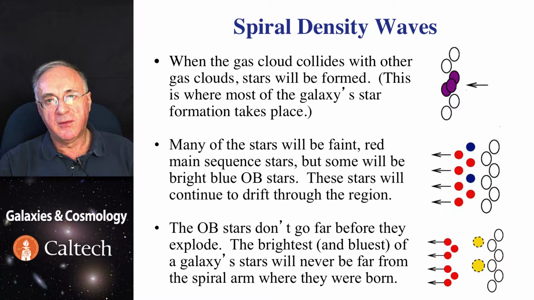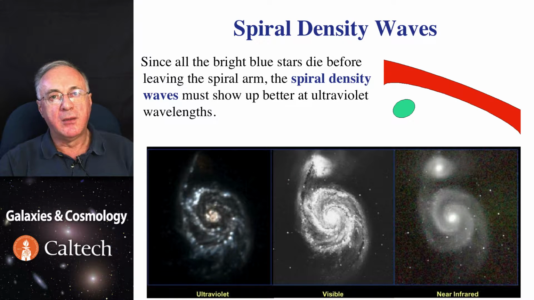So it's the shortest lived, most luminous stars, which haven't had a chance to drift away from the wave before they explode, that will delineate the pattern of the spiral density waves. When you look at the bluer wavelengths, which are more susceptible to the radiation from young, hot, luminous stars, you see very prominent spiral density patterns. If you go to the redder wavelengths, say near infrared, where the light is dominated by the older red giant stars, the spiral arms are still prominent, the density wave is still there, but not nearly as sharp as you would see in blue or ultraviolet light.